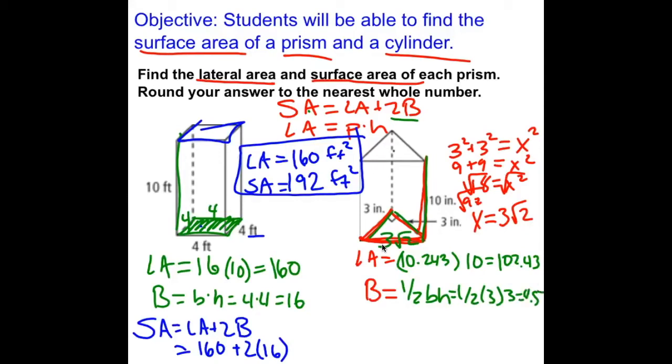Now there's two bases, remember, so when we do our surface area, we go surface area equals the lateral area, 102.43, plus 2 of the bases, 2 times 4.5. Add that all up.